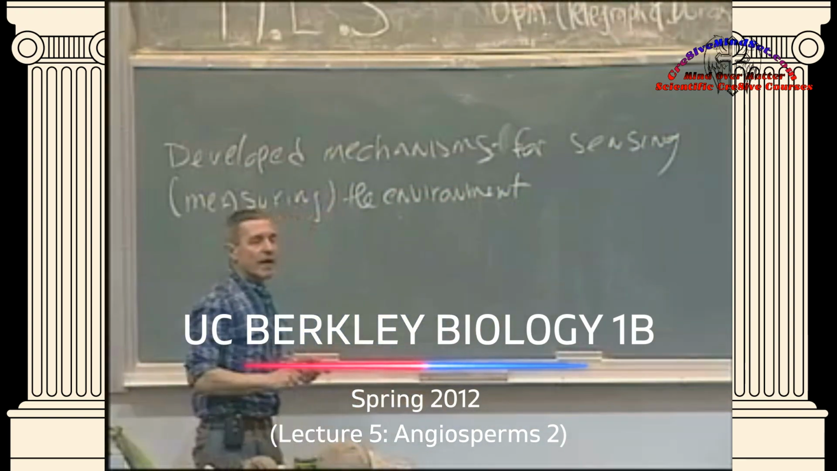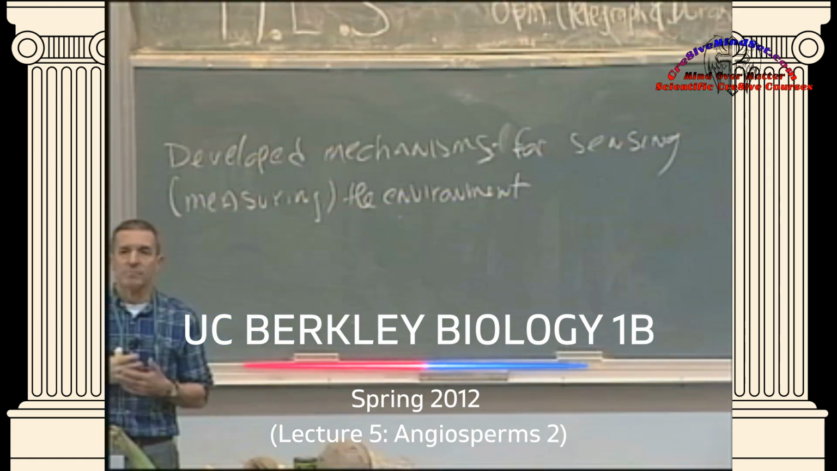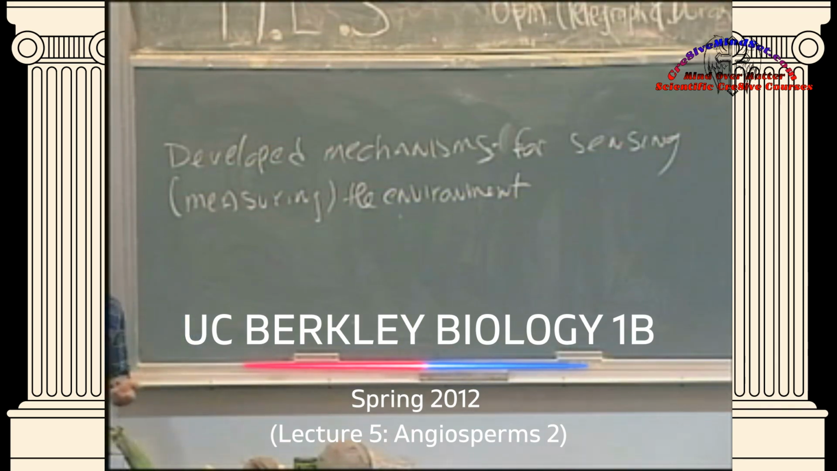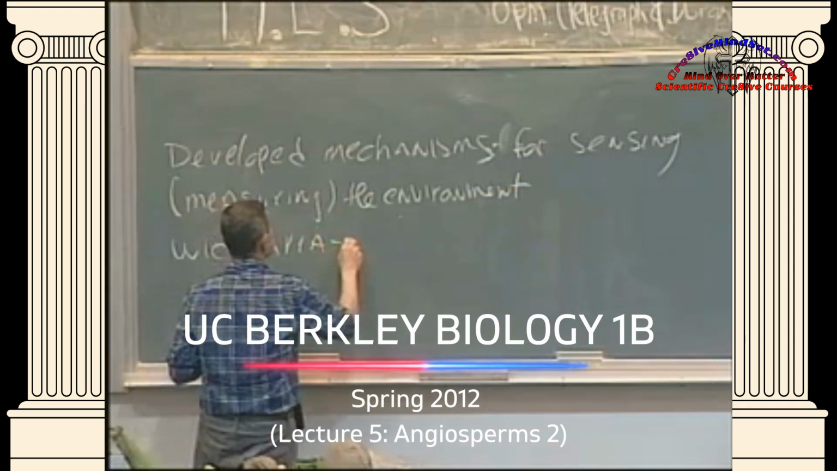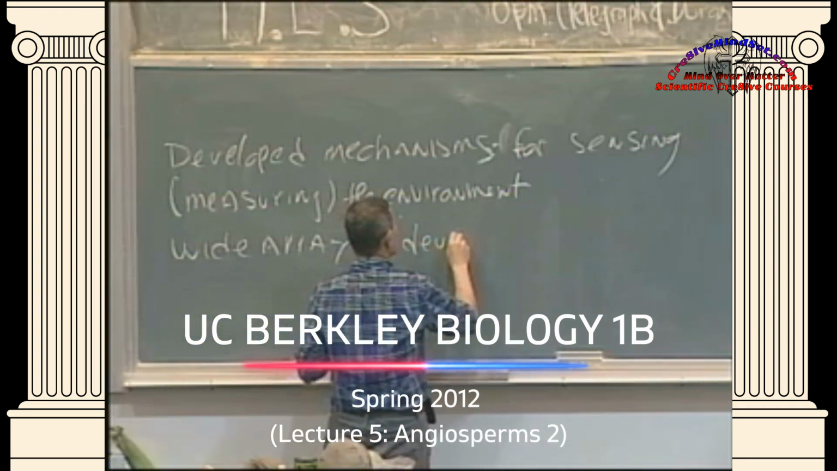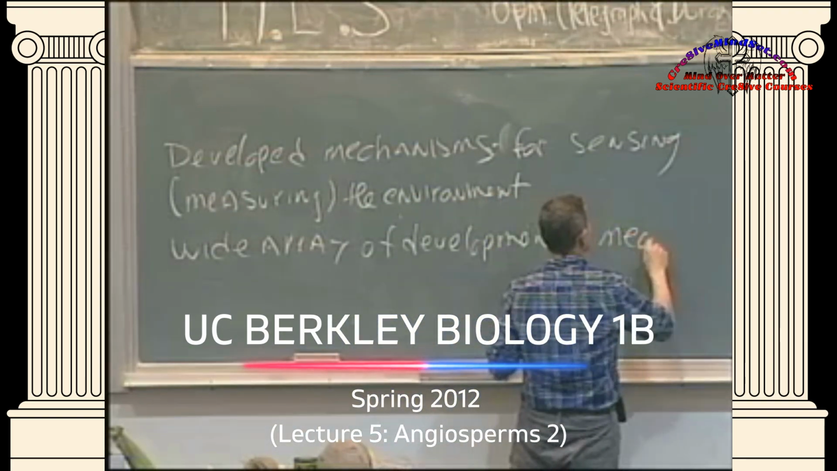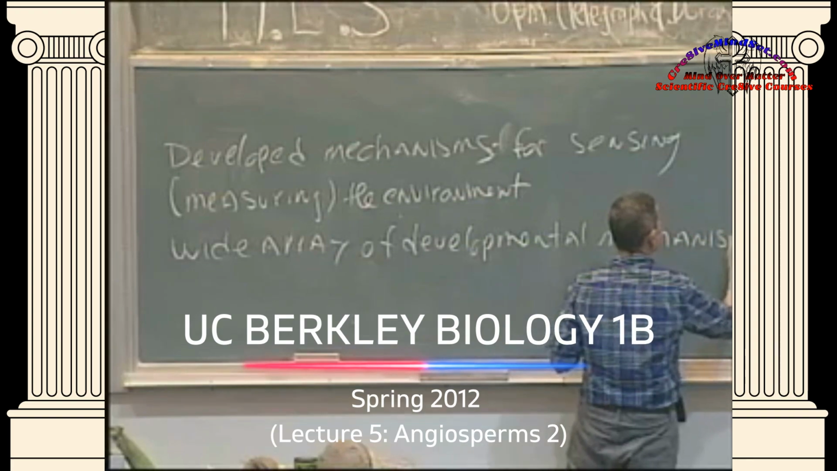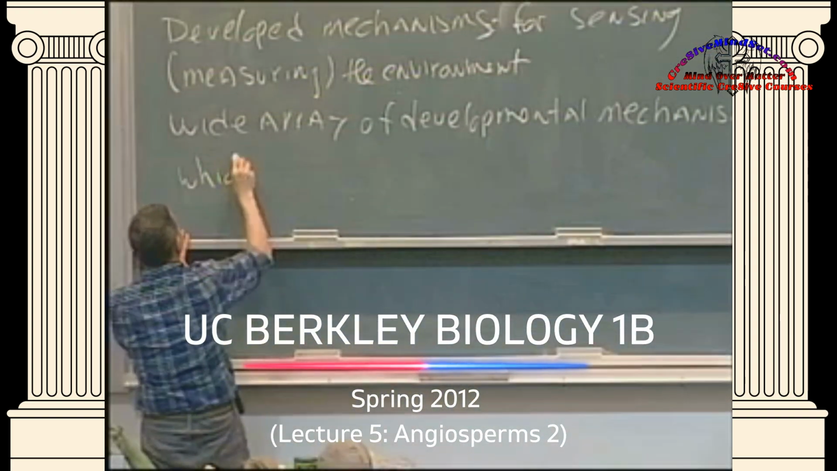And although we don't have time to talk about it in this course, these mechanisms are exceedingly sensitive, much more sensitive than mechanisms that we have. The second mechanism that they have, which allows them to prosper, although they are fixed to their environment, is that they have a wide array of developmental mechanisms which allow adaptation, which allow them to adapt.